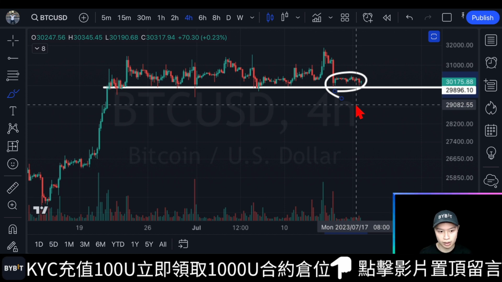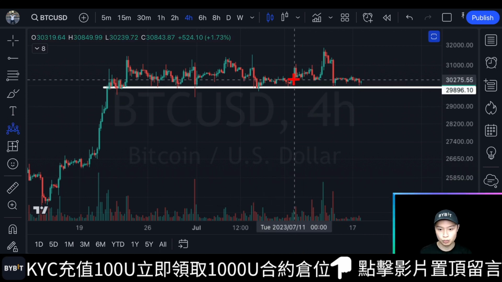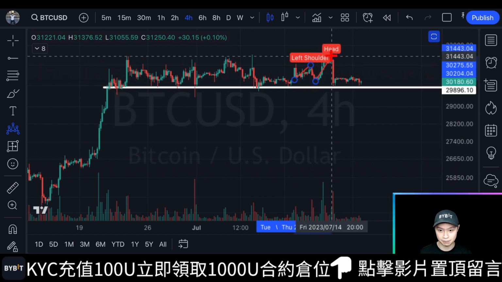Over here, there is a head and shoulders pattern. There is one over here. The neckline overlays with the S/R reversal level. This spot will be the most critical point. Be sure to pay attention to it.